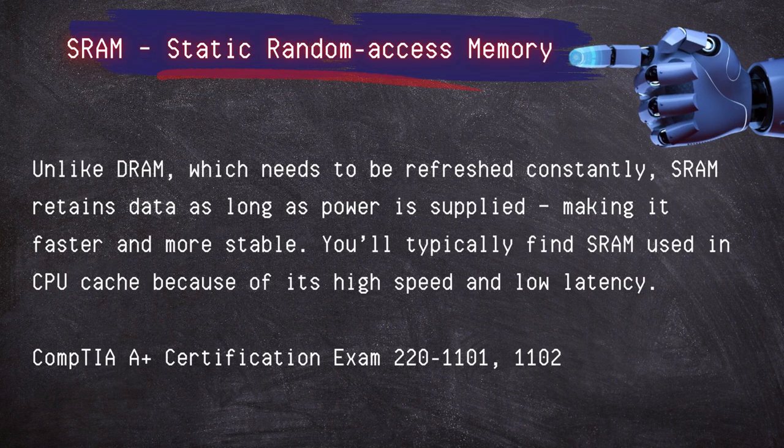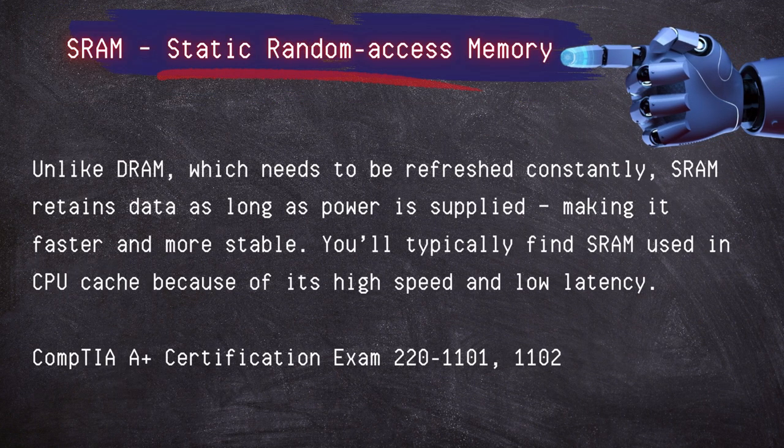SRAM, or static random access memory. Now, unlike DRAM, which needs to be refreshed constantly, SRAM retains data as long as power is supplied, making it faster and more stable. You typically find SRAM used in CPU cache because of its high speed and low latency.